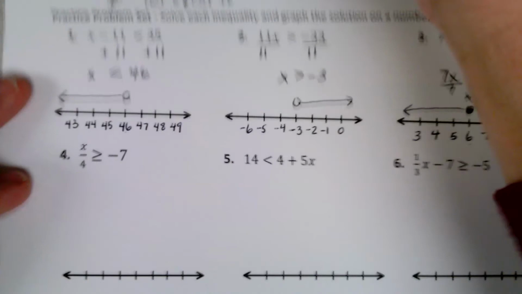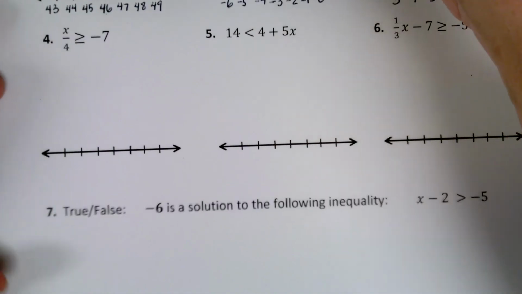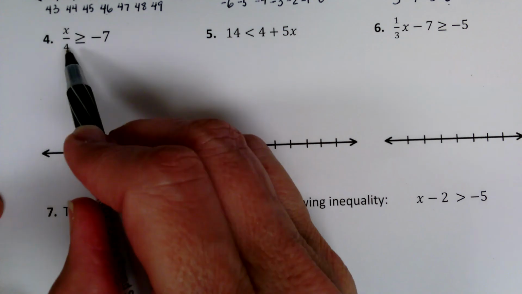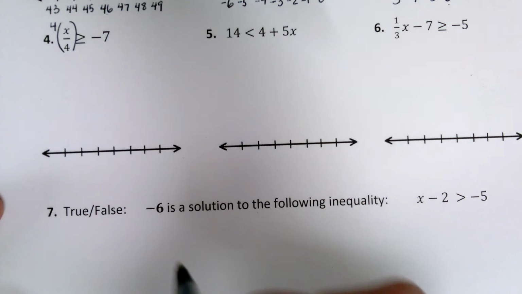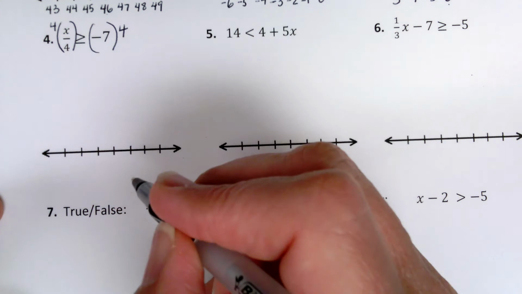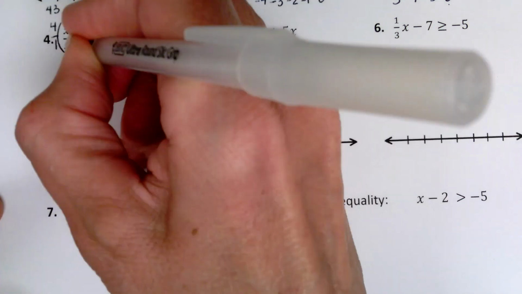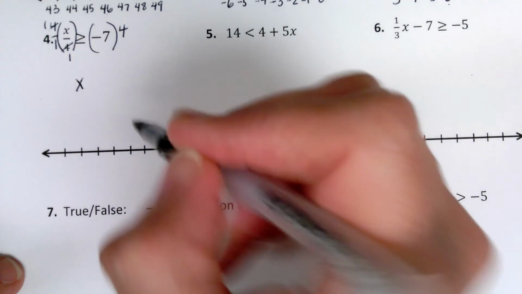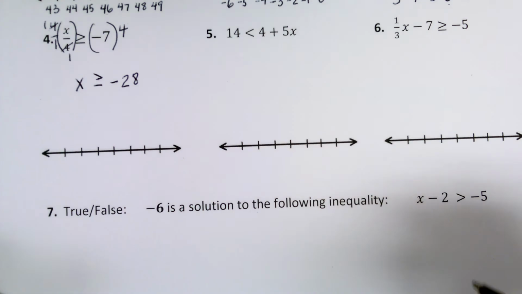Okay, let's take a look at the next group. So x over 4 is greater than or equal to negative 7. Instead of dividing by 4, I can multiply by 4. But whatever I do to one side, I need to do to the other. So this is x, because 4 over 1, I can cross cancel. 4 goes in that once, cross divide, excuse me. That's x is greater than or equal to negative 28.